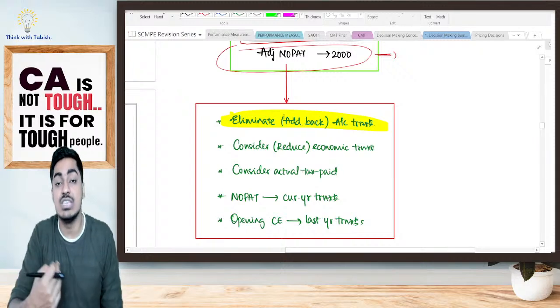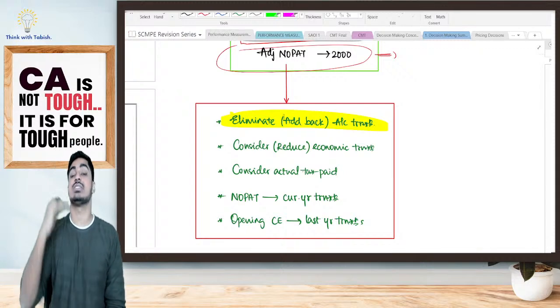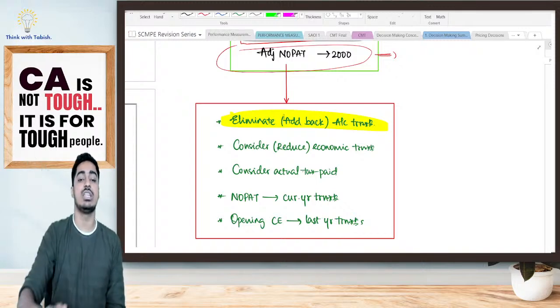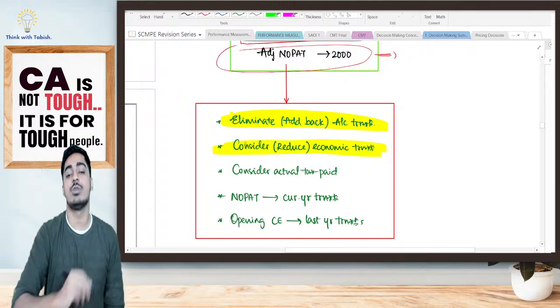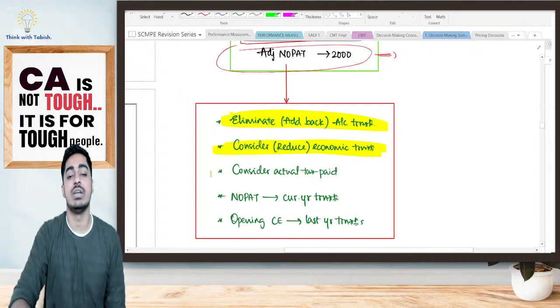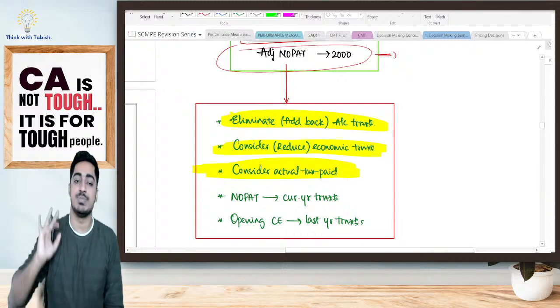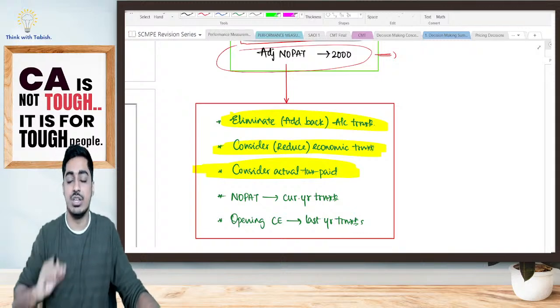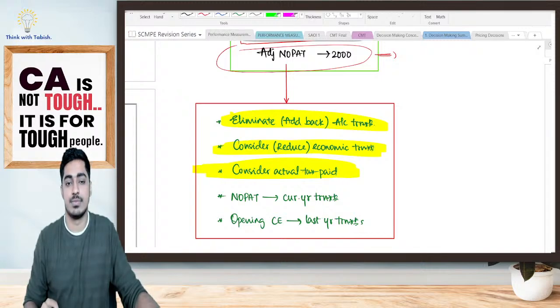Economic transactions, I should consider. That means it will be a cost. I should consider means I should be reducing that amount. Okay, consider my economic transactions. Again, consider your actual taxes paid. Is it clear? My actual taxes paid I will be considering. Till here, is there any issue, my dear students? Now, should we continue? Yes or no?